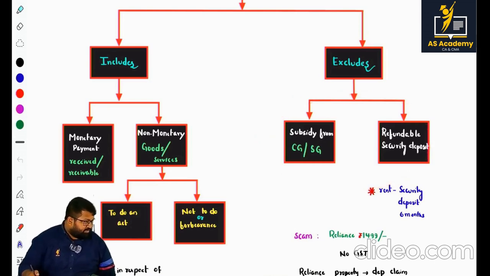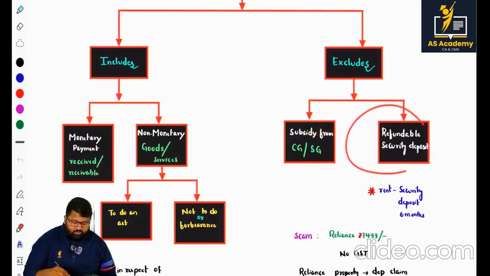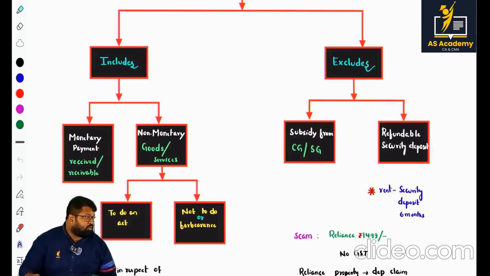Subsidy. Subsidy from whom? From CG or SG. And what about the next one? Refundable security deposit. Sir, for example, rent deposit. Initially they may be taking two months' security deposit. Is it refundable or non-refundable? Refundable, no? So it is excluded from the part of consideration. Okay.